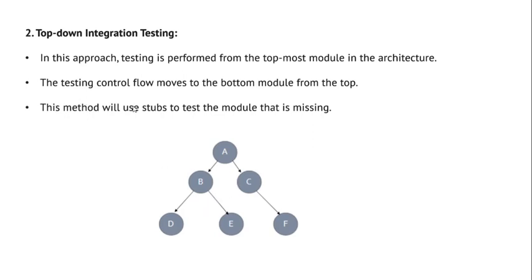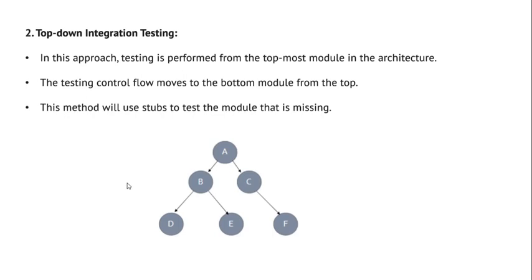Okay, this method will use stubs to test the module that is missing. It is the opposite of drivers, which is stub. While testing, suppose a module is missing: in the bottom up approach we will create drivers, but in the top down approach we will create stubs, which is also a dummy program or a dummy module to proceed with the testing. It helps.